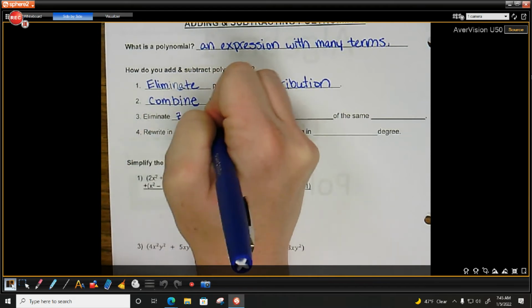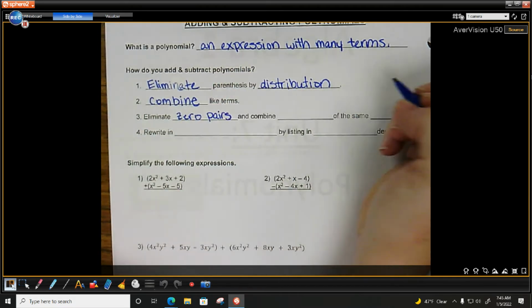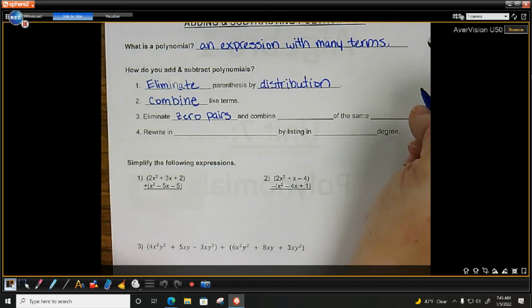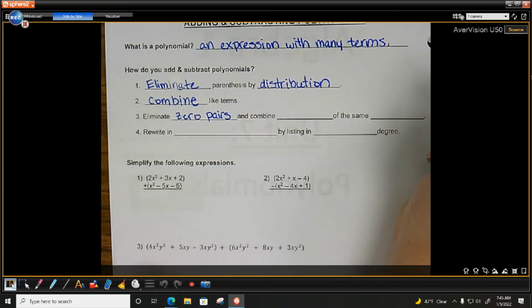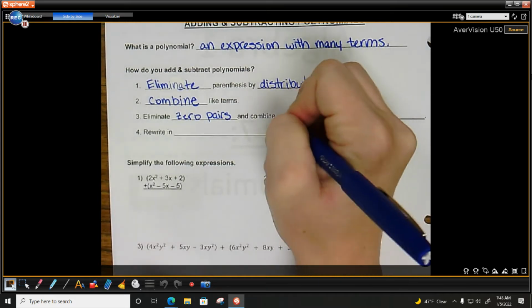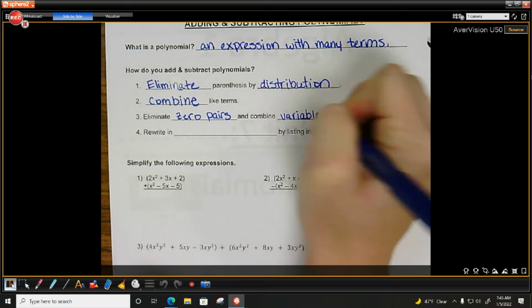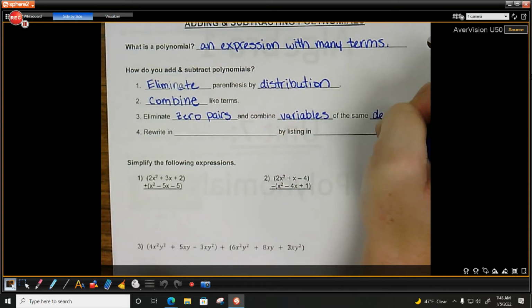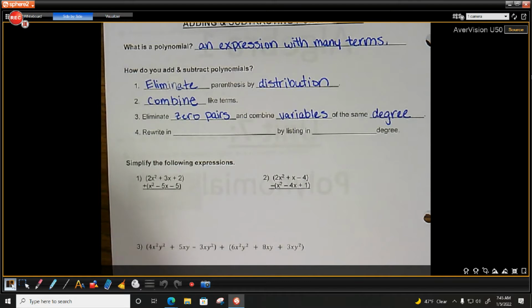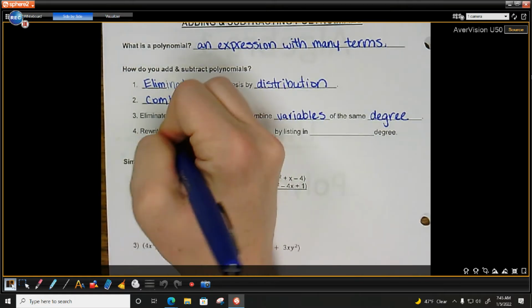All a 0 pair means is if I have like 1x minus 1x. What's 1 minus 1? 0 x's. If you have 0 x's, do you think you need to write that you have 0 x's? Do we need to write everything we don't have? No, we're just going to write the things we do have. Okay, so you're going to eliminate the 0 pairs and combine variables of the same degree. And then we're going to rewrite in standard form.